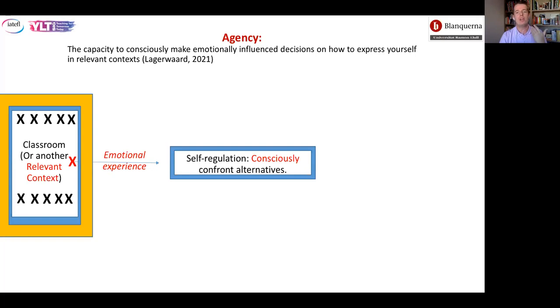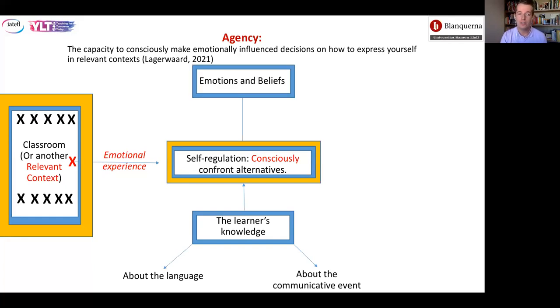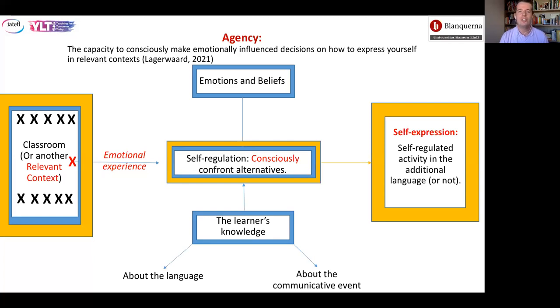That is to say, before expressing what we have in mind, we depend on our knowledge of the foreign language, not only about the language, but also our knowledge about the event, the communicative event or context in which we find ourselves. It is also influenced by our emotions, which are triggered by the context, and our belief in ourselves. After this regulation process, secondary students end up expressing themselves. But in comparison to primary students, secondary students really start to develop this capacity to reflect, not only on the language, but also on their behavior. And so this is what agency is all about.